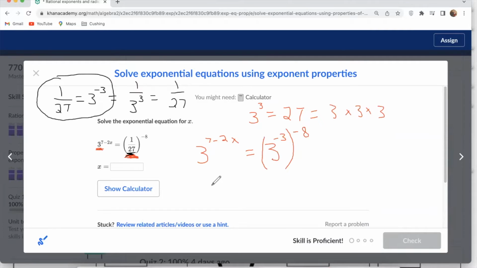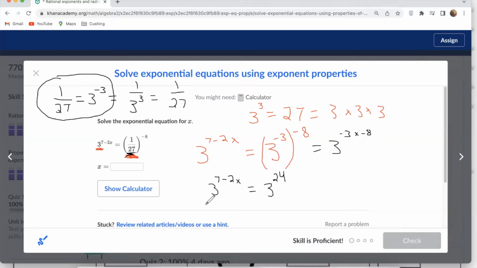Now I can simplify this equation as 3 to the 7 minus 2x equal to 3 raised to the 24th power. Because I have 3 raised to the negative 3, and if I raise that to the negative 8, I can multiply the exponents. So this is 3 to the negative 3 times negative 8, which is 3 to the 24.